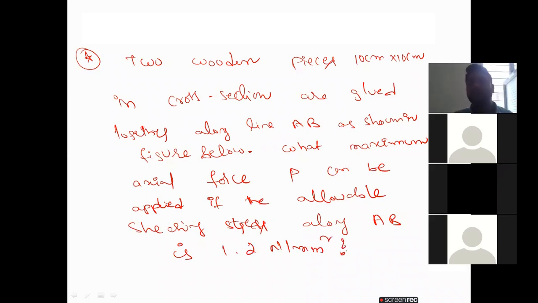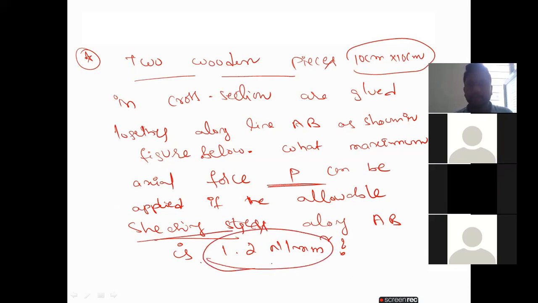My dear students, please look into this problem. They are saying two wooden pieces, 10 centimeters by 10 centimeters in cross section, are glued. That means for suppose this is one wooden piece and this is another; if they are glued, they will stick together. As shown in the figure, anyway, I will draw the figure. We are applying a maximum axial load P, and the allowable shearing stress is given as 1.2. Now we have to calculate the P value.